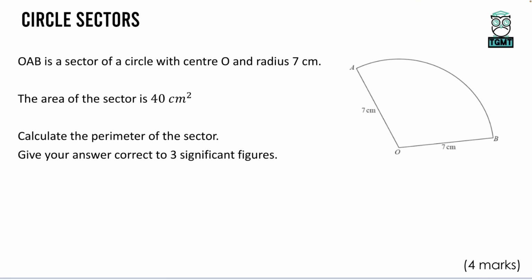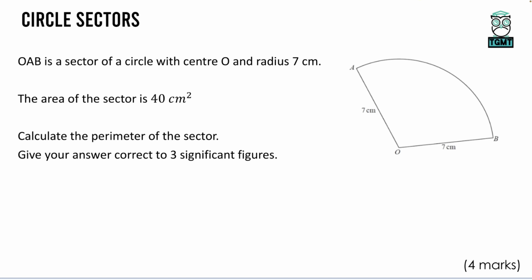Okay, so in this question we are looking at some circle sectors. It says OAB is a sector of a circle, centre O and radius 7, and we can see that on the diagram. The area of the sector is 40 centimetres squared. Calculate the perimeter of the sector, and we'll give it to 3 significant figures. So the area of this sector is 40 centimetres squared.